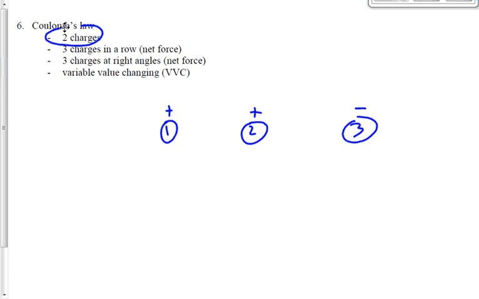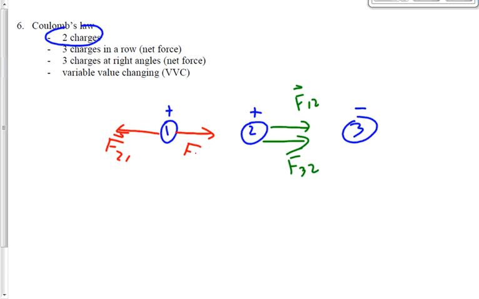Well, the force on number 2 caused by number 1 is this way. Number 1 pushes number 2 to the right. The force on number 2 caused by number 3 is also this way. Number 3 pulls number 2 to the right. If we wanted to find the force on number 1, well, 1 would be pushed this way by number 2. 1 would be pulled this way by number 3. So if we want to find the force on number 2, get both of these forces, add them up. If you want to find the force on number 1, get both of these forces, add them up.